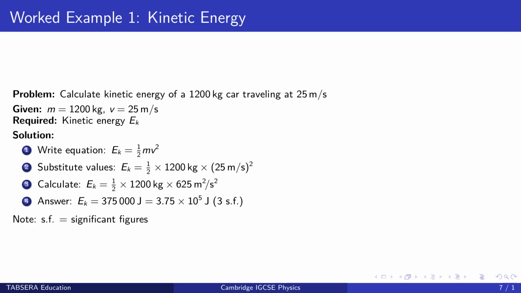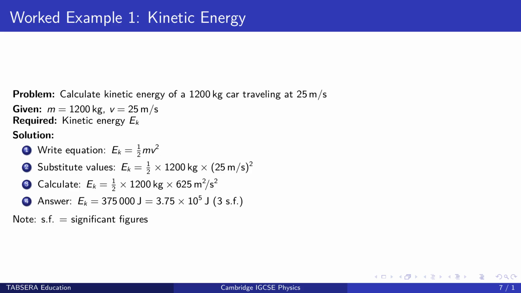Let's work through our first example, calculating kinetic energy. The problem states, calculate kinetic energy of a 1200 kilogram car traveling at 25 meters per second. We are given mass equals 1200 kilograms, velocity equals 25 meters per second. We need to find kinetic energy, Ek. Step 1. Write the equation. We use the kinetic energy formula, which is Ek equals 1/2 mv squared, where Ek is kinetic energy, m is mass, and v is velocity.